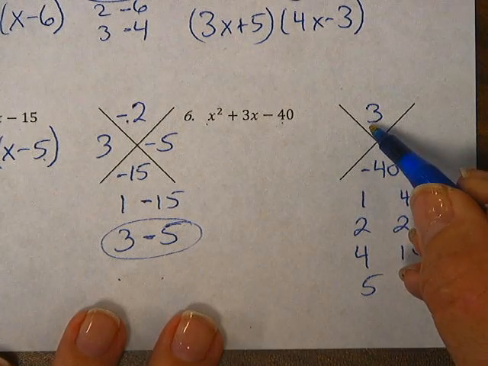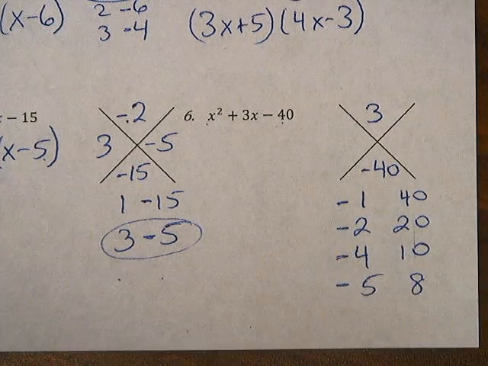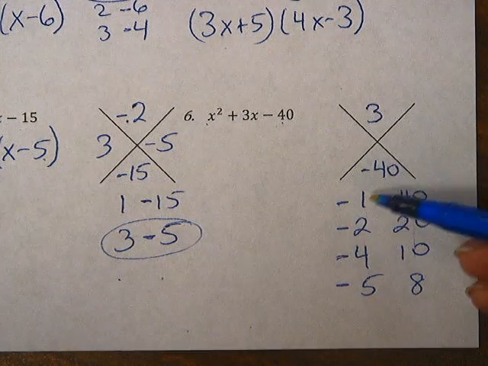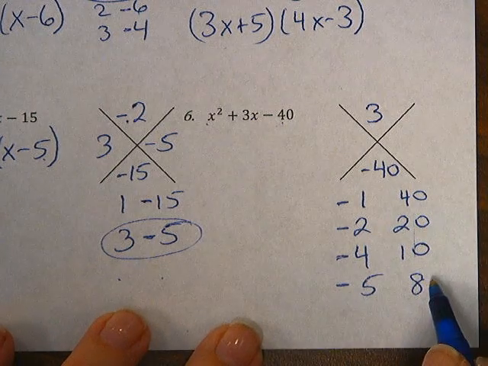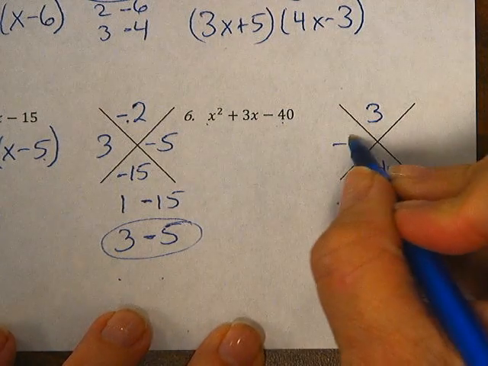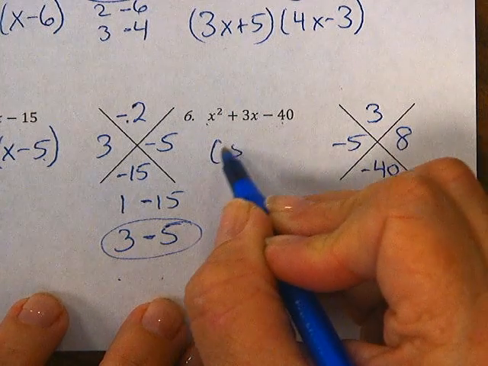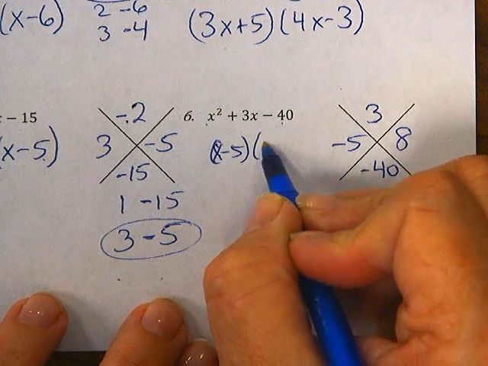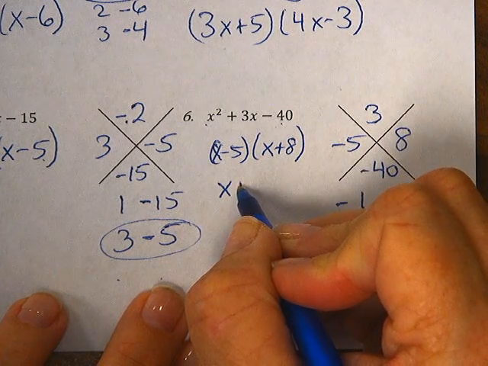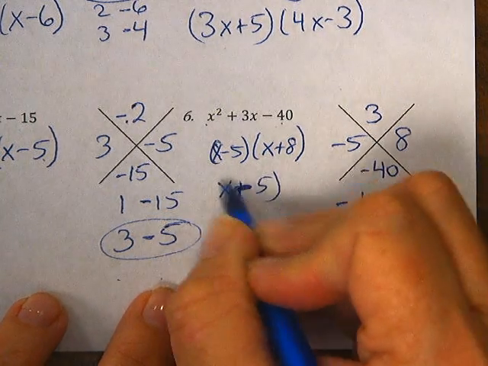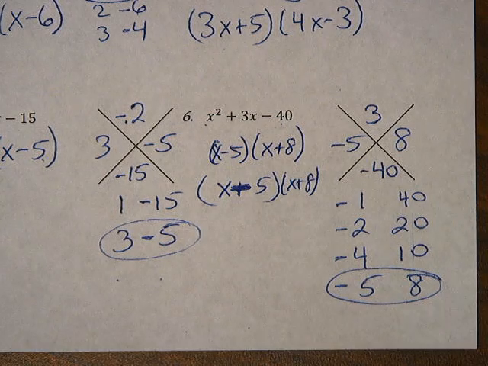They need to add to a positive, so my bigger numbers need to be positive. So I put my negative with the smaller ones. And not every problem will have a negative. We only have negatives when they multiply to a negative. In this case, the pair that adds to a positive 3 are negative 5 and positive 8. So my factors are going to be x minus 5 and x plus 8. It's a bit hard to read, so let's just write that again. We have x minus 5, that's a minus, and x plus 8 will be our two factors there. Okay.